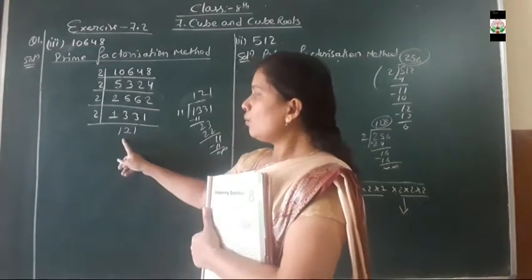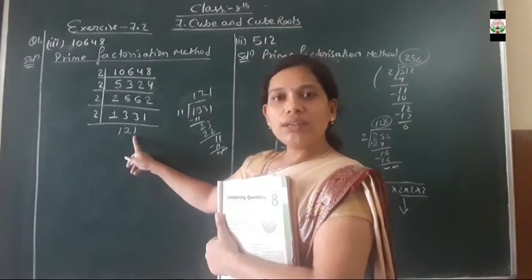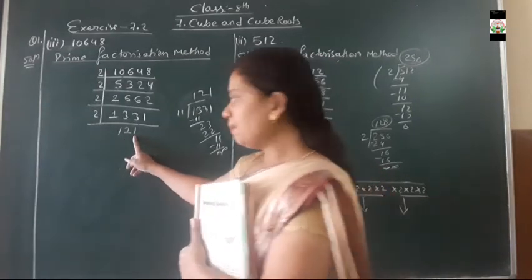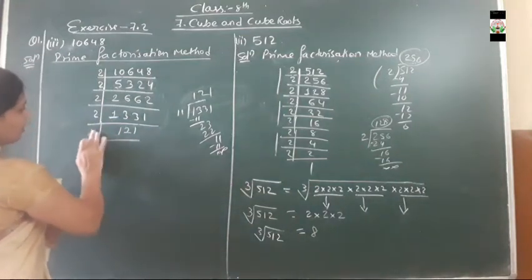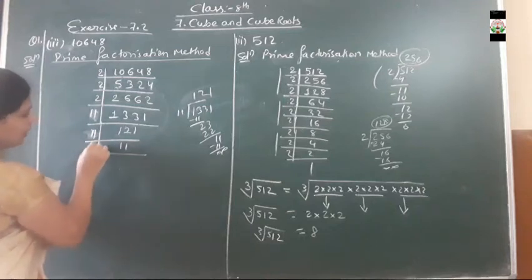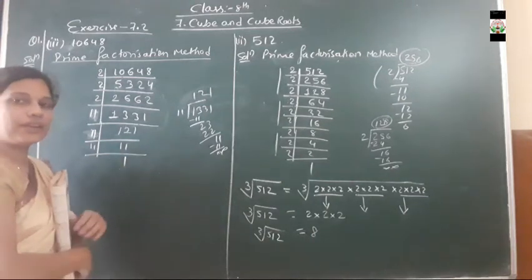Isn't it? Now 121 again comes in the table of 11. How many times does it come? It comes in the table of 11, 11 times. Okay, so here 11 and 11 comes in the table of 11 again one time.